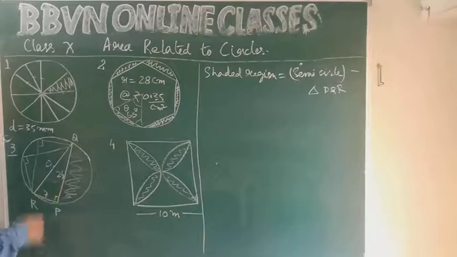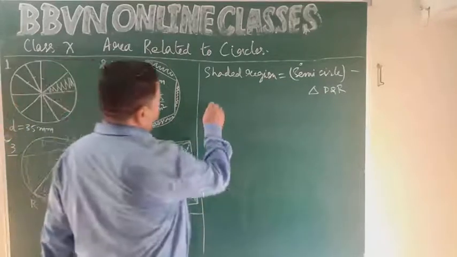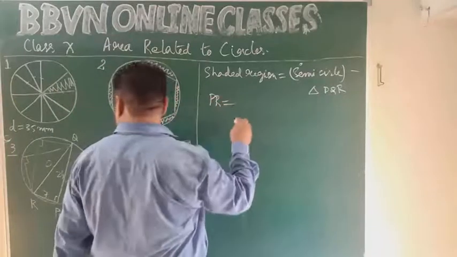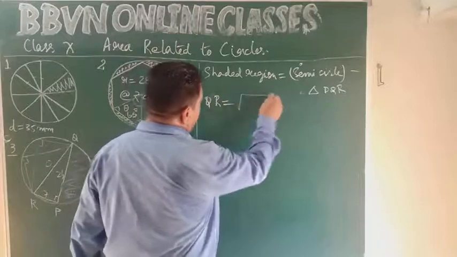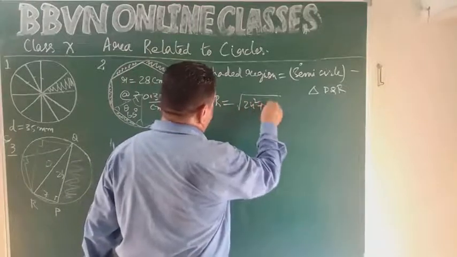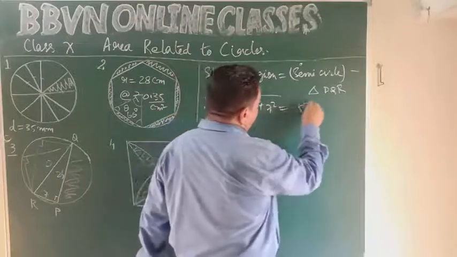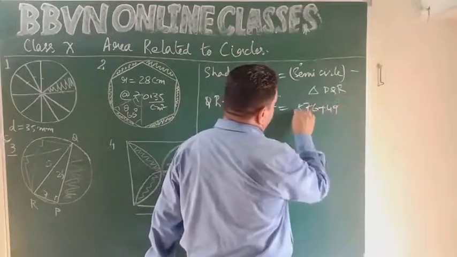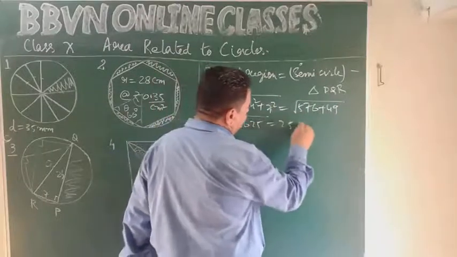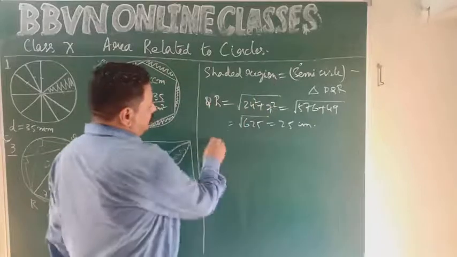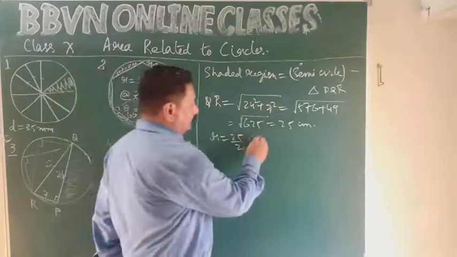So we have the perpendicular and base of the right triangle. We need to find the hypotenuse. So first we will find QR, the diameter: under root 24 square plus 7 square. That is 576 plus 49, under root 625, that is 25 centimeters. This is the diameter, so the radius will be 25 upon 2 centimeters.